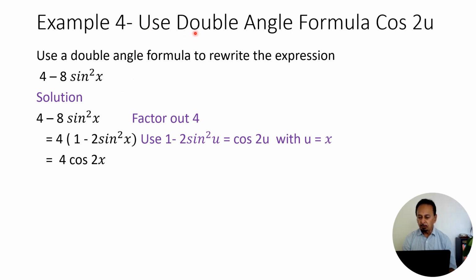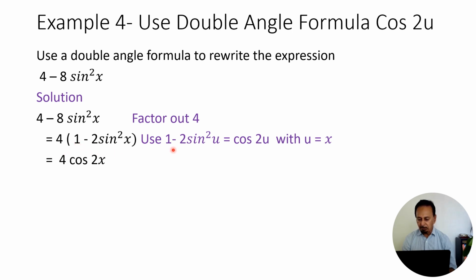Example 4, use the double angle formula for cosine 2u. Use the double angle formula to rewrite the expression 4 minus 8 sine squared x. So let's say 4 minus 8 sine squared x. Looks like we can factor out 4. So you will have 4 times 1 minus 2 sine squared x.